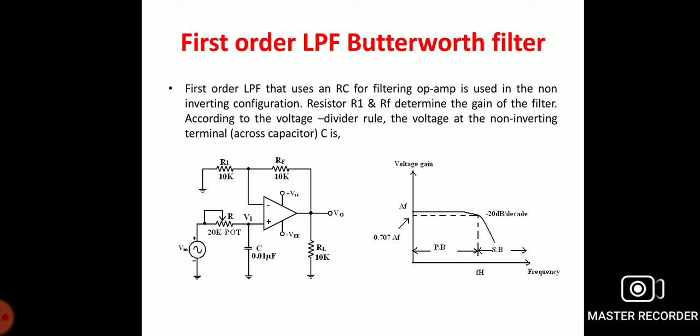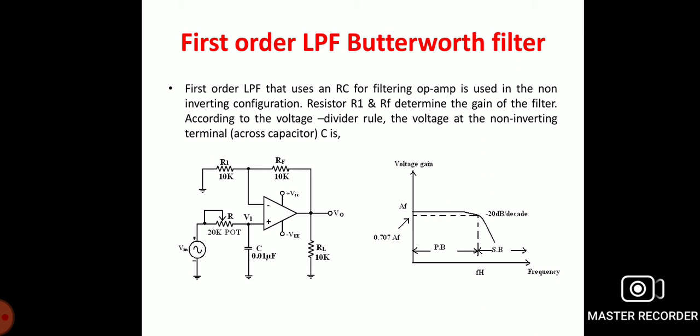Now the first order high pass Butterworth filter: it is formed by interchanging the frequency-determining resistors and capacitors in the low pass filter. The first order high pass filter is formed from the first order low pass filter by interchanging the connections. Similarly, the second order high pass filter is formed from the second order low pass filter by interchanging R and C. So here the circuit looks like the first order high pass Butterworth filter.